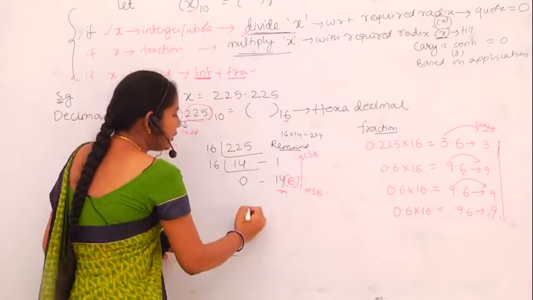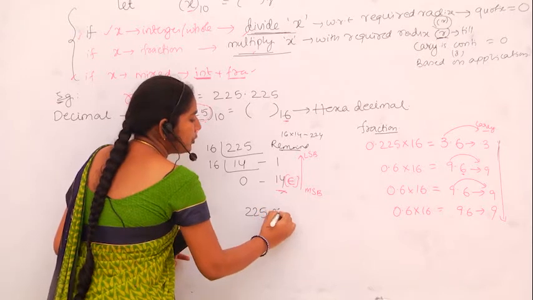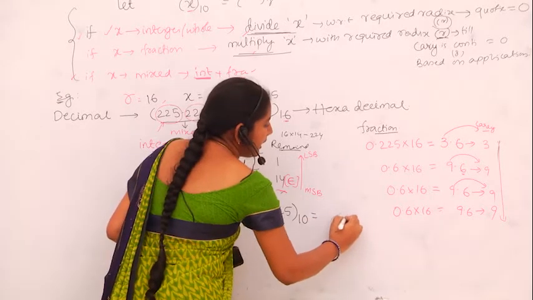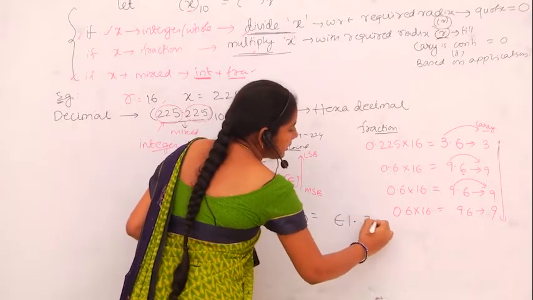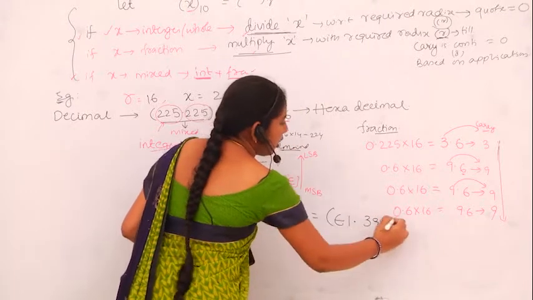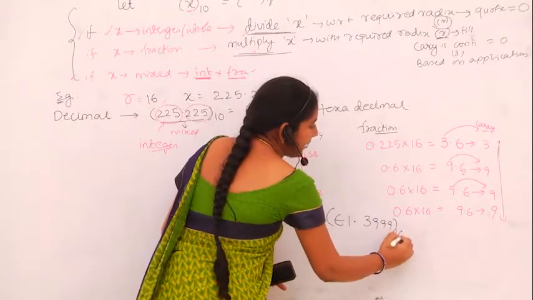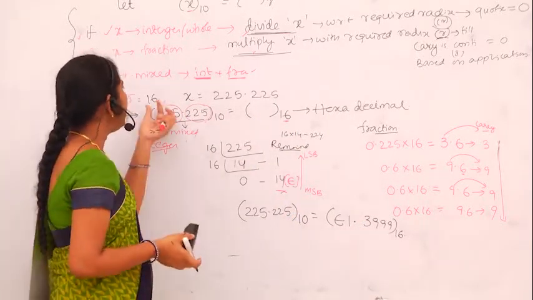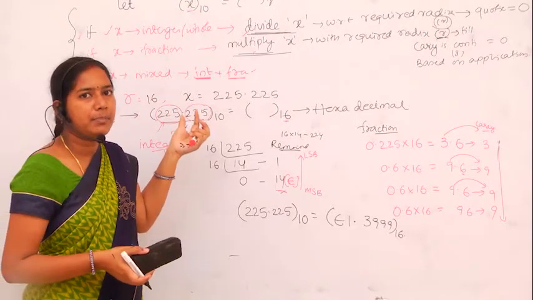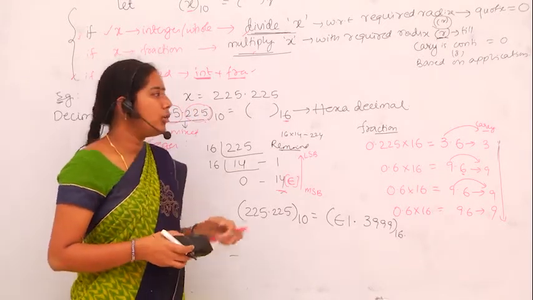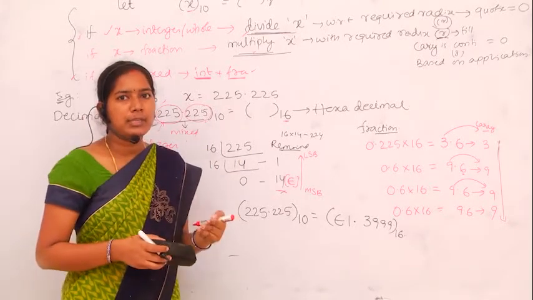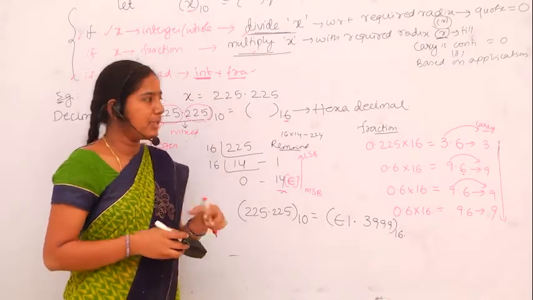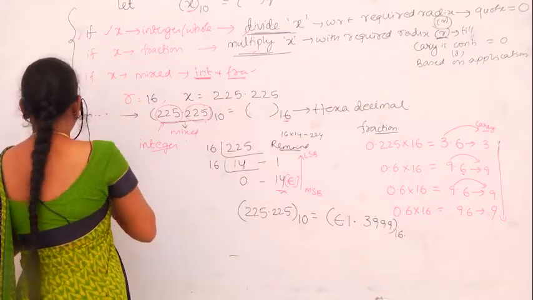Now the equivalent of 225.225 of decimal is equivalent to E1.3999 of hexadecimal value. In that way, we can use any radix value for this conversion purpose. Till now, I am using only the number systems which we are using in regular systems. Now I will change this radix.